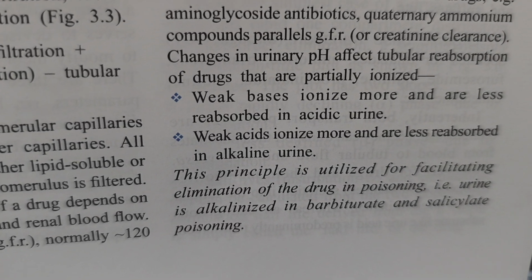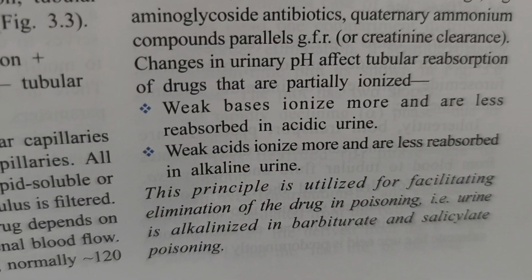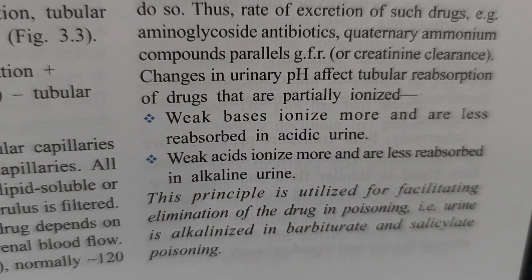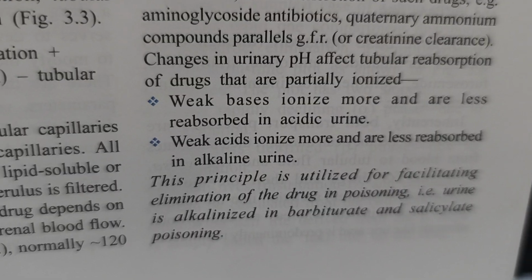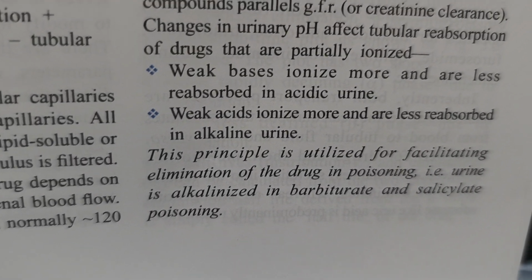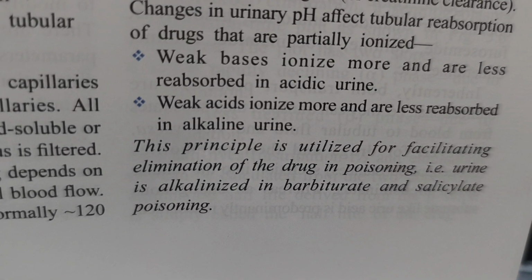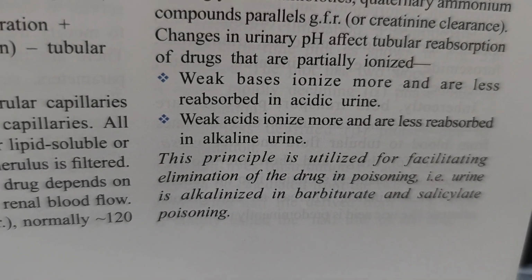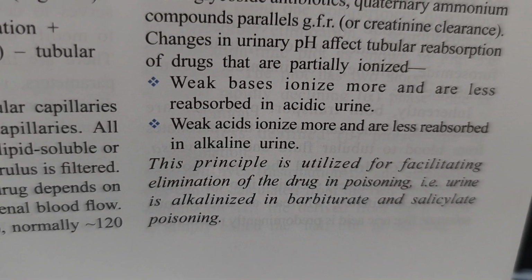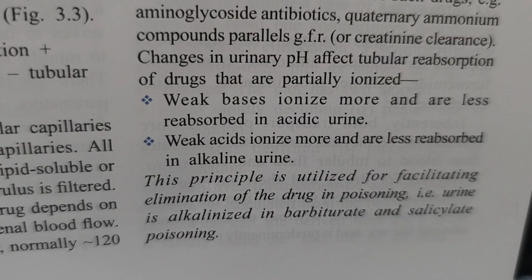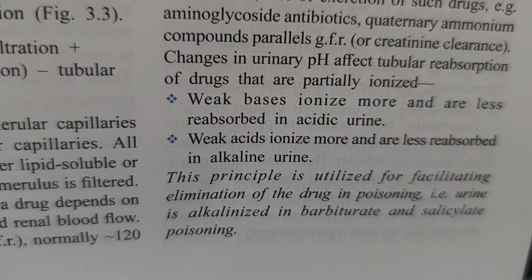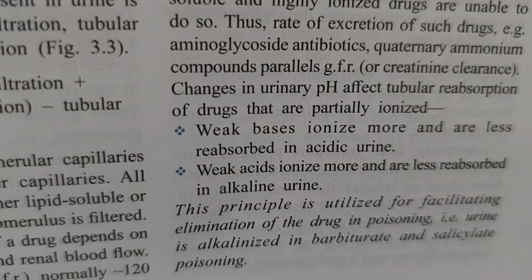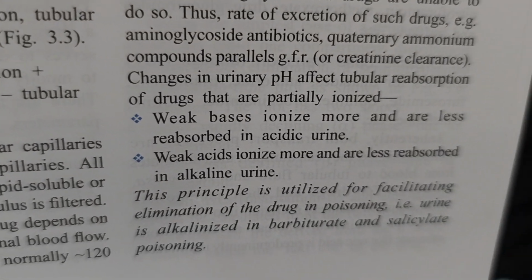Changes in urinary pH affect tubular reabsorption of the drugs that are partially ionized. Weak bases ionize more and are less reabsorbed in acidic urine. Weak acids ionize more and are less reabsorbed in alkaline urine. So a base will be unionized in base and will be ionized in acidic.